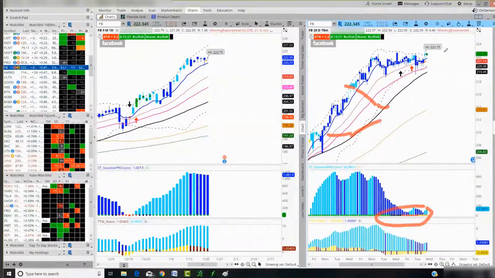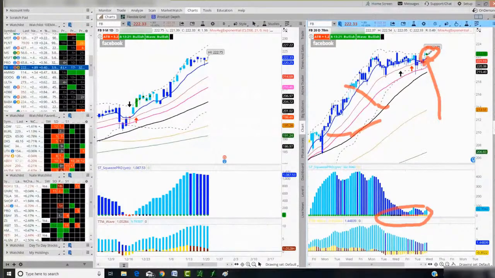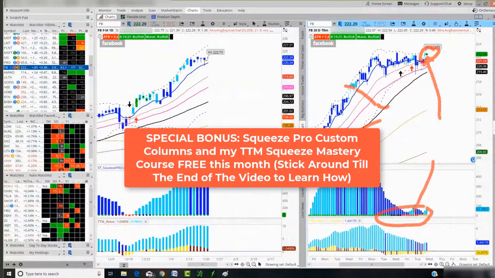Uh-oh. This one, now we're getting an early in-out signal that it's about to fire. And since it's a green bar, it's telling me that the red squeeze is about to fire. Since we have the black dot, it's telling me the orange is about to fire and the black is about to fire. So all systems go for launch. Okay? And look at this. Beautiful.